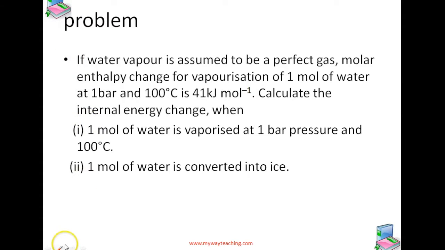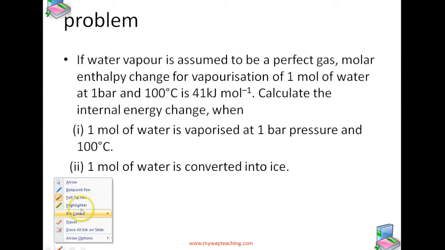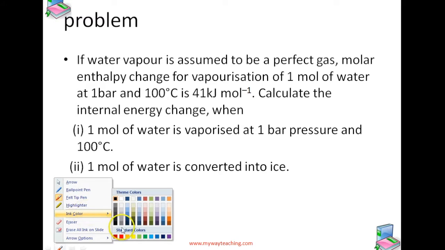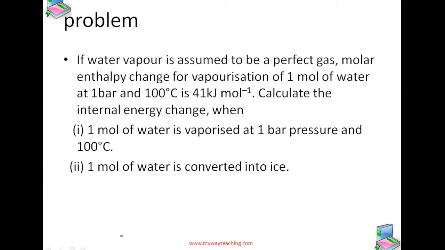Next, consider the problem if water vapor is assumed to be a perfect gas. The molar enthalpy change for vaporization of 1 mole of water at 1 bar and 100 degrees Celsius is 41 kilojoule per mole. Calculate the internal energy change when 1 mole of water is vaporized at 1 bar pressure and 100 degrees Celsius, and when 1 mole of water is converted into ice.